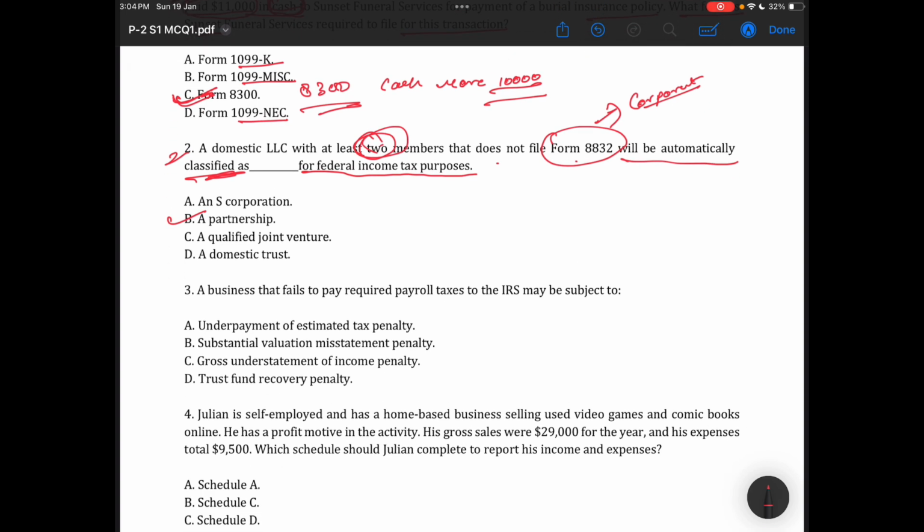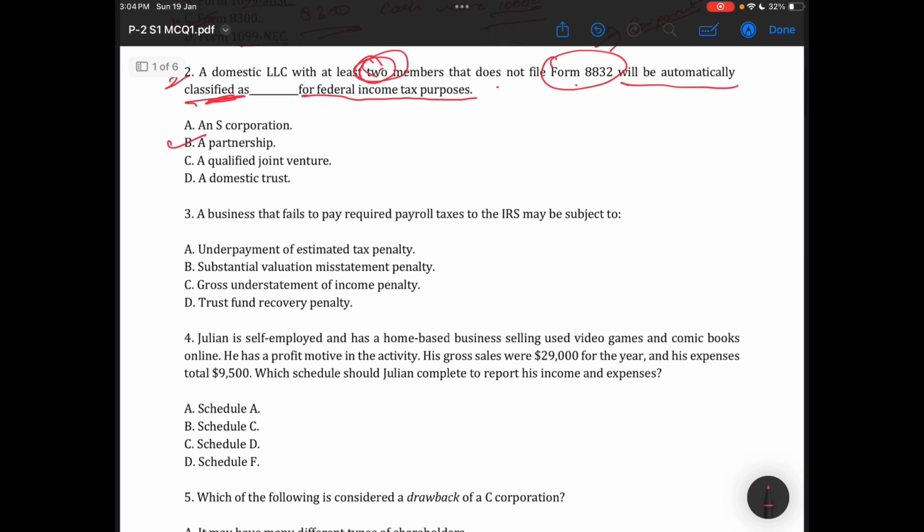It's a very simple question. If you do not understand why it is a partnership, then just let me know in the comment box. I'll explain in detail the difference between an S corp and a partnership. Then you will get more of an idea about why I chose option B, partnership.